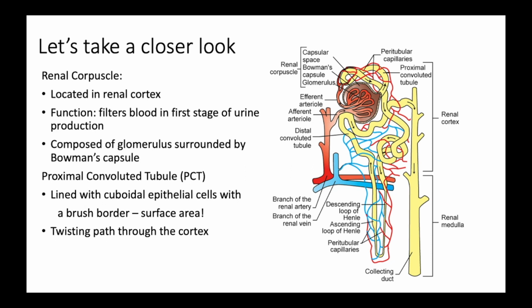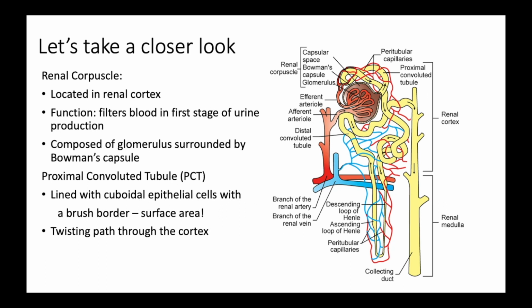It's lined with cuboidal epithelial cells with a brush border. So the purpose of the brush border, essentially they're little microvilli on the cell membrane, and they extend the surface area. So they increase the surface area to assist with absorption and secretion.